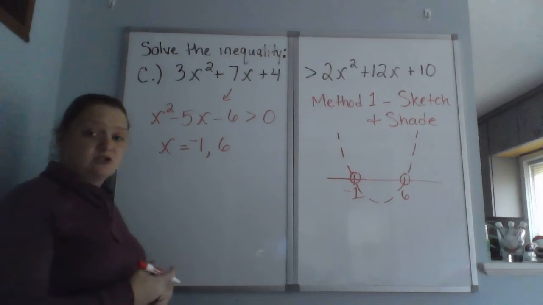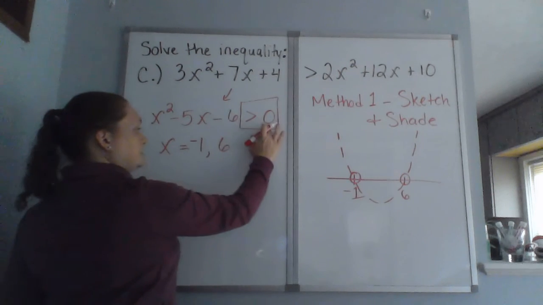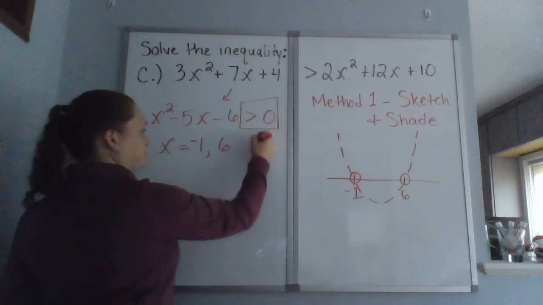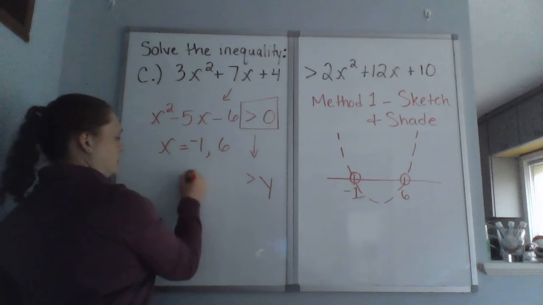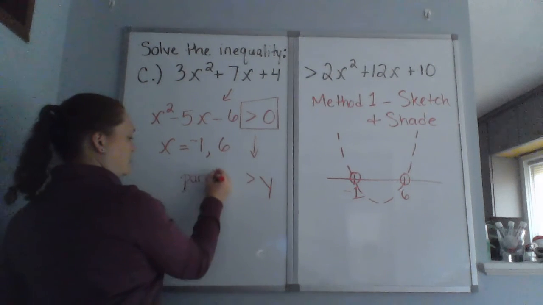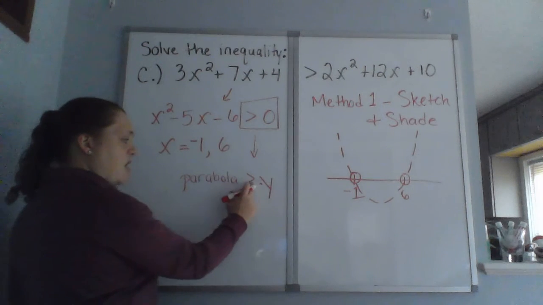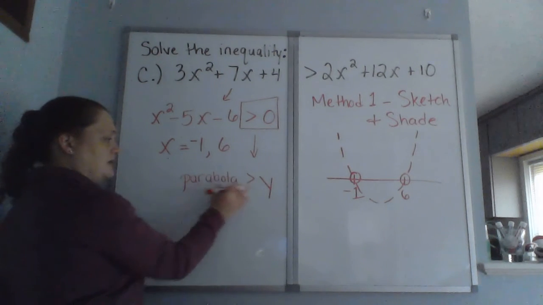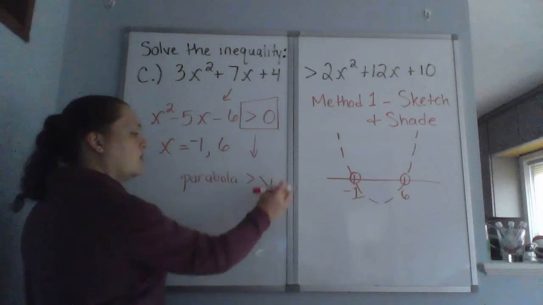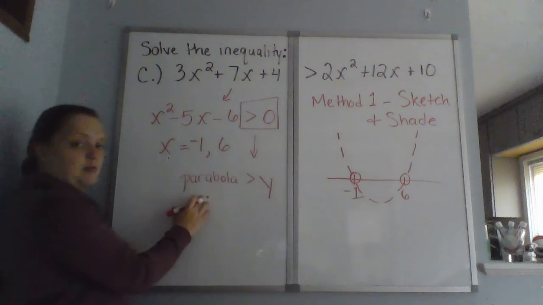Now I need to consider the shading. The important part is this: replace that 0 with a y. So we're looking at this inequality, and I'm just going to replace this with the word parabola. So here I have y is smaller than the parabola, because the open side faces the bigger thing. The parabola is bigger than the y values, or I have y is smaller than the parabola. So y is less than the parabola.